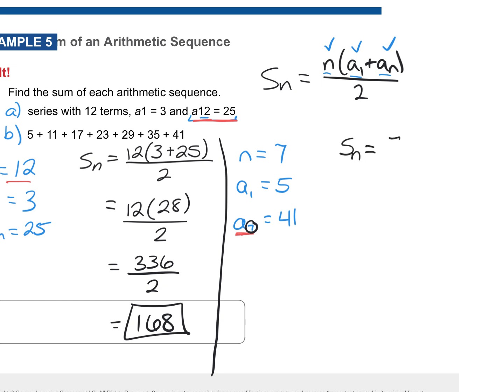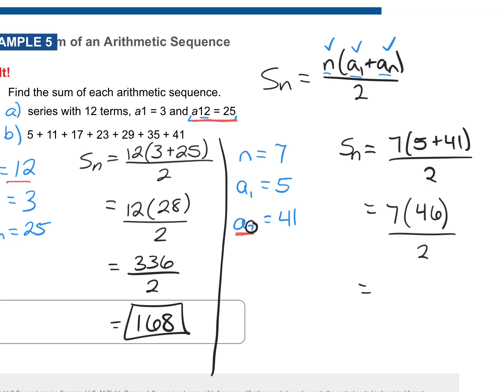So our n is 7, our a1 is 5, plus 41, and then we divide by 2. Keep going, parentheses first, 5 plus 41 is 46. 7 times 46 is 322. 322 divided by 2 is 161. And then that is the sum of that sequence there. So instead of typing all of those numbers in your calculator, we're going to use this formula instead.